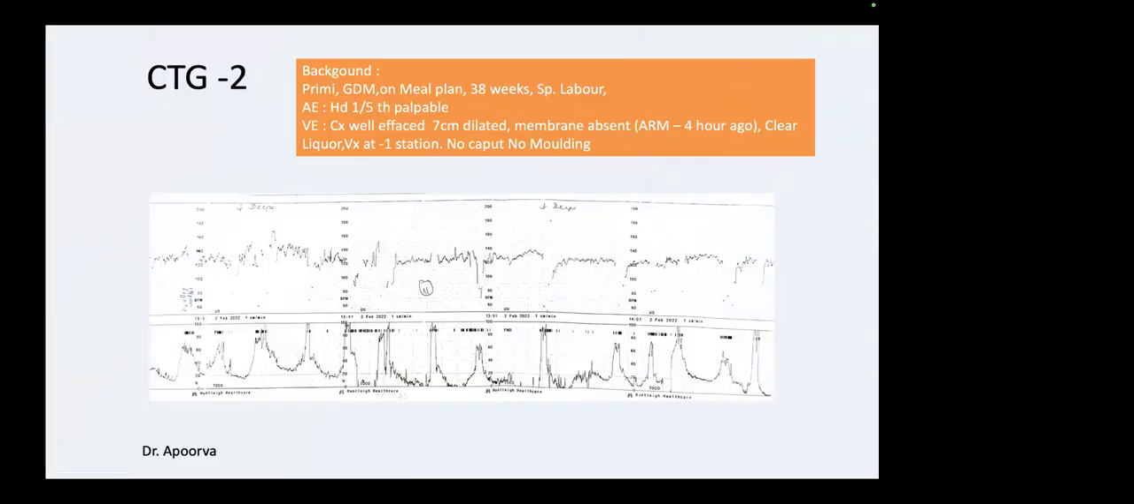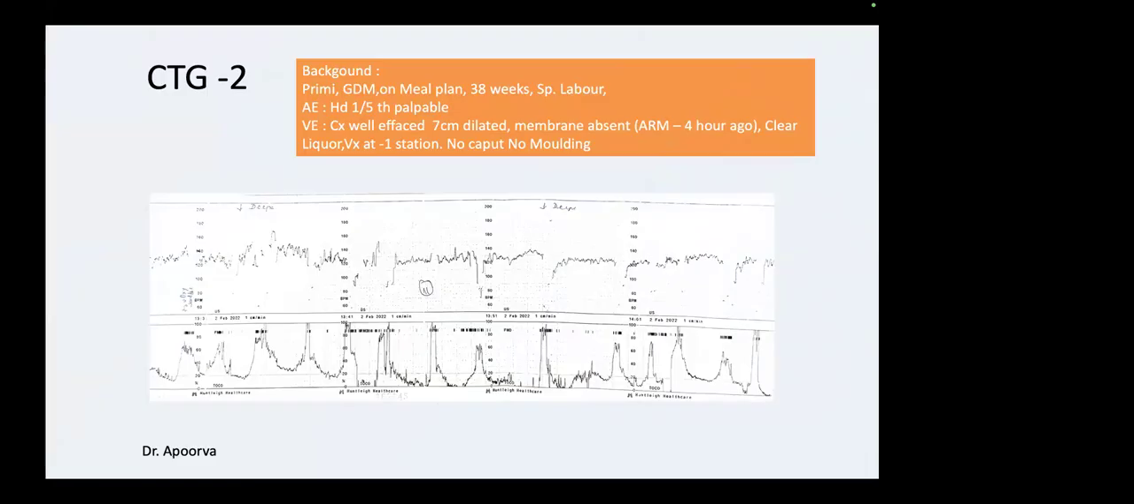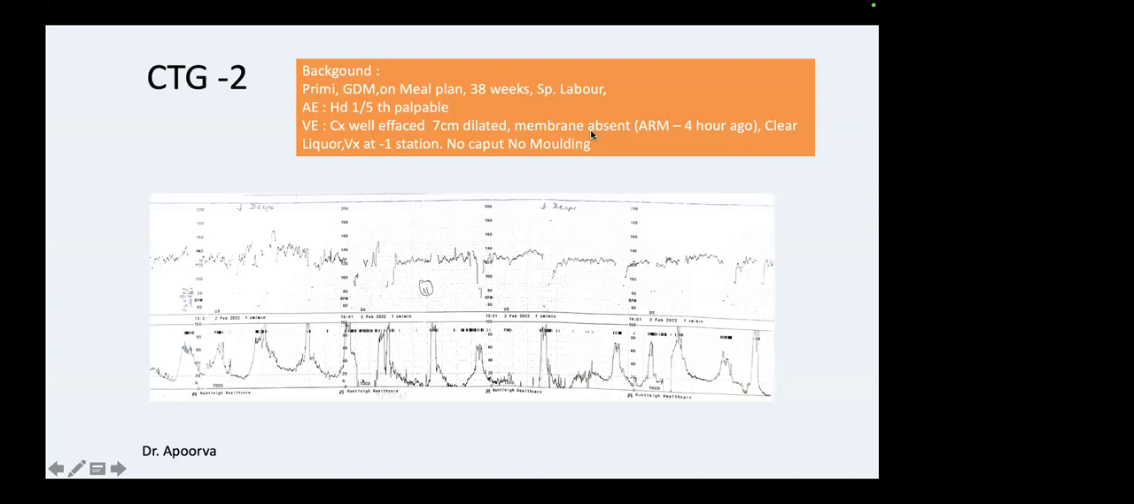Ma'am, first define risk. She is a known case of GDM on MNT. Then we'll look at the contractions. She has GDM and membrane absent. Those are two risk factors. Correct. When you read the CTGs, there are two risk factors here.